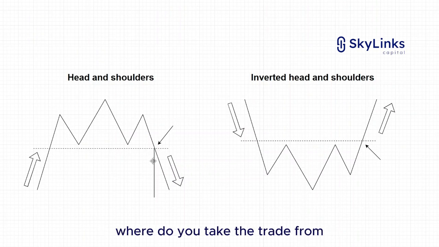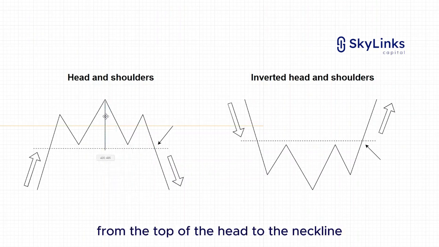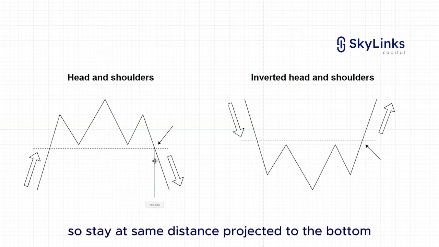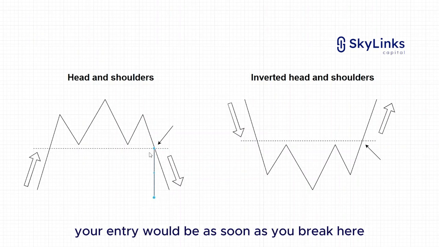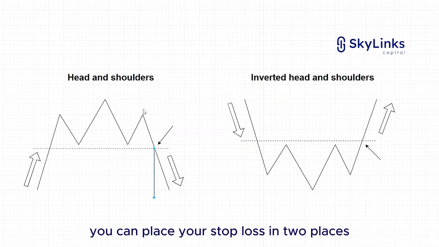Where do you take the trade from? This is the projection from the top of the head to the neckline. You can see it's at the same distance, projected to the bottom. You'd be looking to target the trade down to here. So your entry would be, as soon as you break here, you can place your stop loss in two places, either above the right shoulder or an even safer spot above the head.